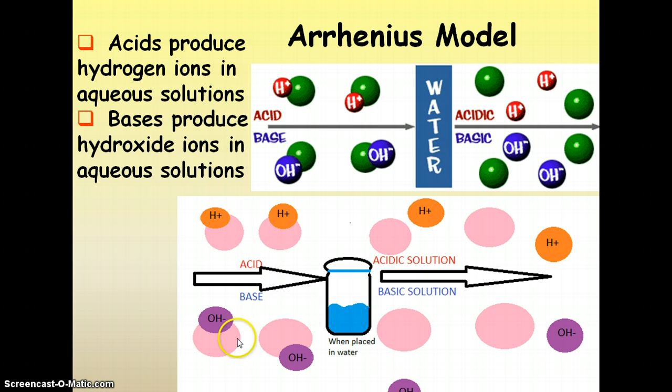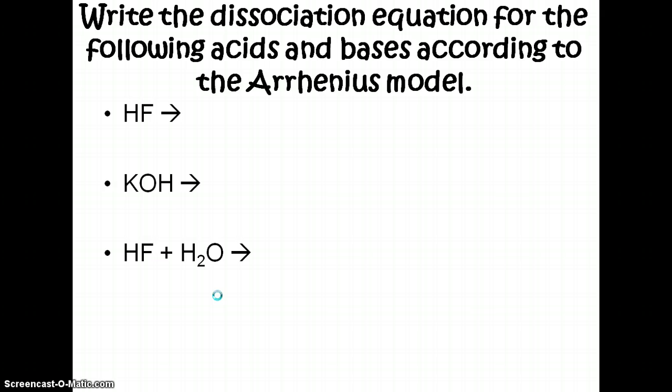All right, so down here you see that basically, according to Arrhenius, the acid had to have the hydrogen on it to begin with, and the base had to have the OH on it to begin with. So that's going to help us identify acids and bases. Acids will have an H, bases will have an OH. All right, so now we're going to practice writing the dissociation equations for the following according to the Arrhenius model.